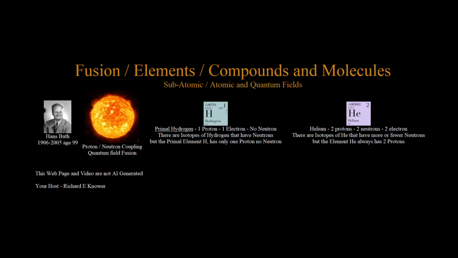There are isotopes of hydrogen that have neutrons, but the primal element hydrogen has only 1 proton and no neutron. Helium: 2 protons, 2 neutrons, 2 electrons. There are isotopes of helium that have more or fewer neutrons, but the element helium always has 2 protons.